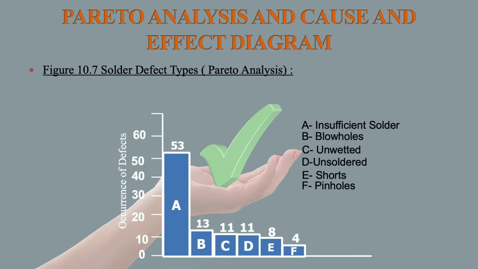So here in the Pareto analysis diagram, you can see the solder defect types; there are 6 defects: insufficient solder, blowholes, unwetted, unsoldered, shorts, and then pinholes, denoted by A, B, C, D. In that, A, insufficient solder, means it's not correctly soldered. The insufficient solder percentage is 53%, and the second highest is the blowholes. So if you add these two, we can solve 66% of problems.